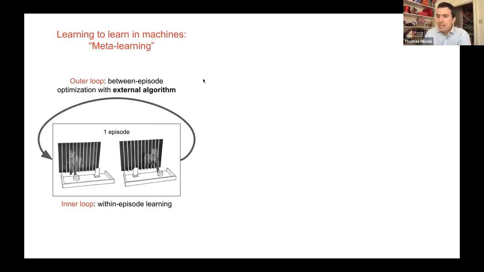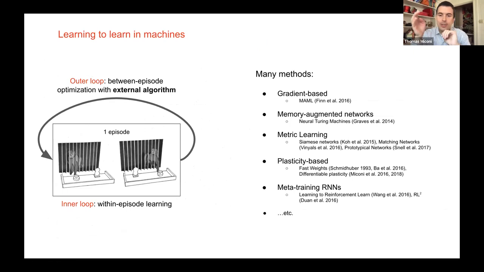Now, this ability of animals to learn those cognitive memory-guided tasks, recently there's been quite a lot of interest in it from artificial intelligence researchers. And in artificial intelligence, it tends to be called meta-learning, again, learning how to learn. And so recently there have been many studies on this subject. I'm just showing a few examples here, but there are many more.